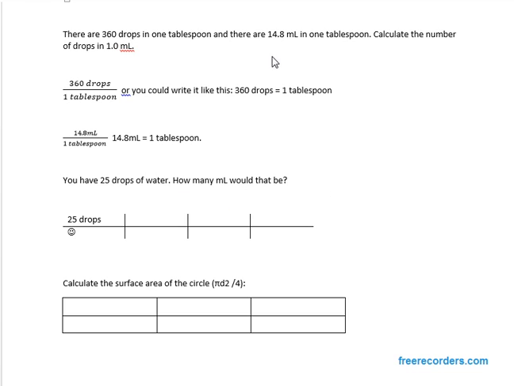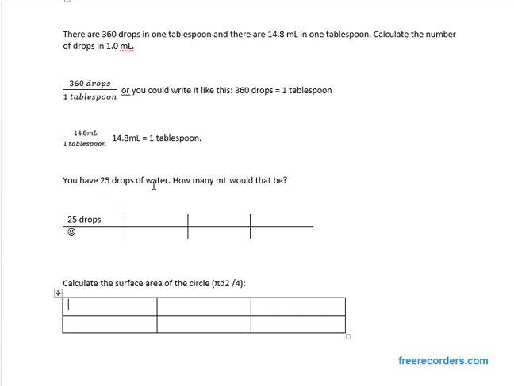Well, the problem that they give you in the lab tells you that there are 360 drops in 1 tablespoon, and you can flip-flop these. This is just an equality, that 360 drops is equal to 1 tablespoon. You can also read it that 1 tablespoon is equal to 360 drops. So tablespoons can go on top and 360 on the bottom, whatever you need to do your problem, and I will show you an example in a minute. The problem also tells you that there are 14.8 milliliters in 1 tablespoon. So that's the information I'm going to use for my example problem.